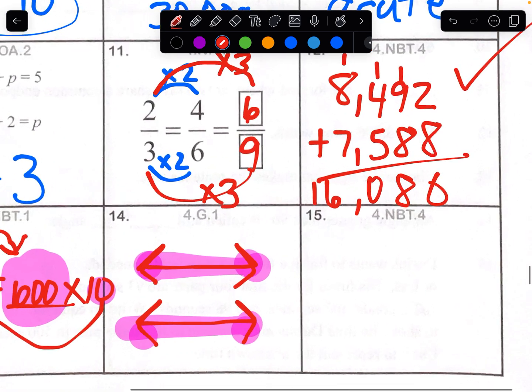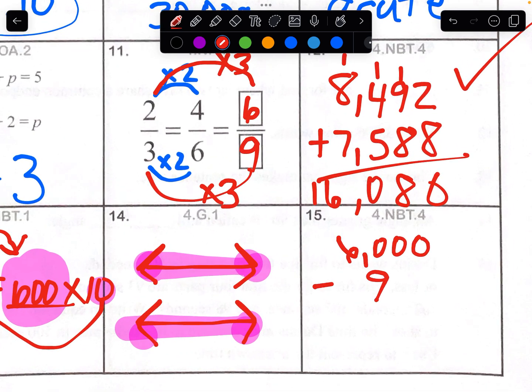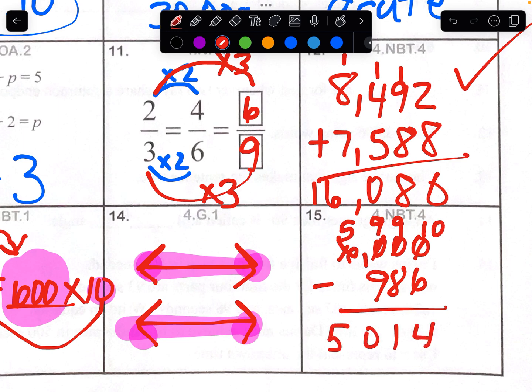All right, number 15, we have 6,000 minus 986. We're going to do some regrouping here for the difference of 5,014. Give yourself a check if you got it.